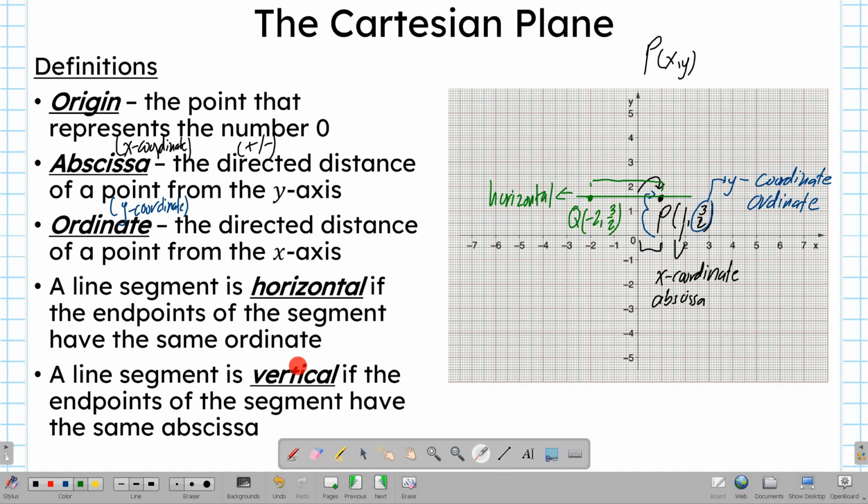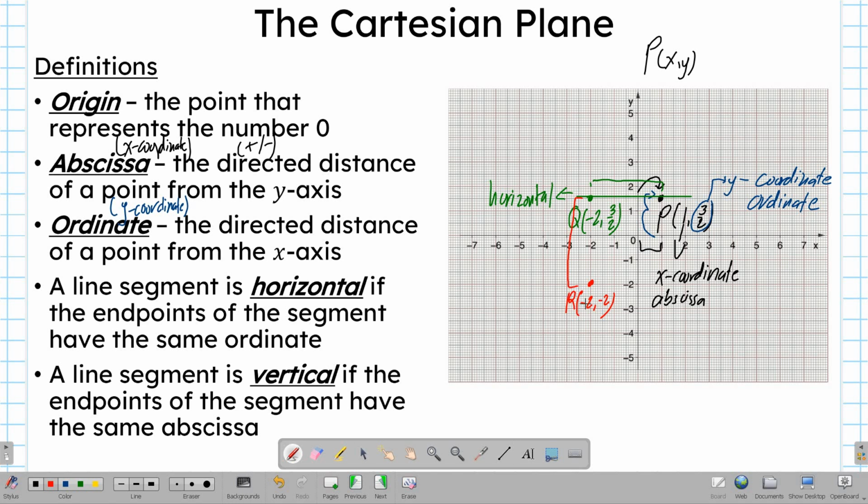A line segment is vertical if the endpoints of the segment have the same abscissa. So for example, I'm going to have a new point R, say here, and it looks like it has the coordinates negative 2, negative 2. As you can see, parehas ng abscissa si point Q and si point R. Therefore, we say that these 2 points are vertically aligned with each other.